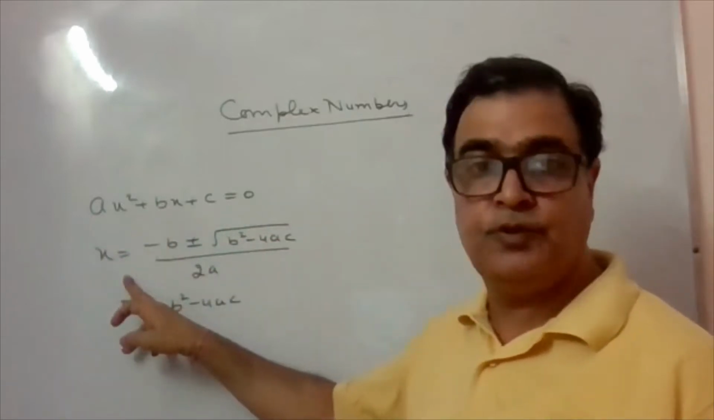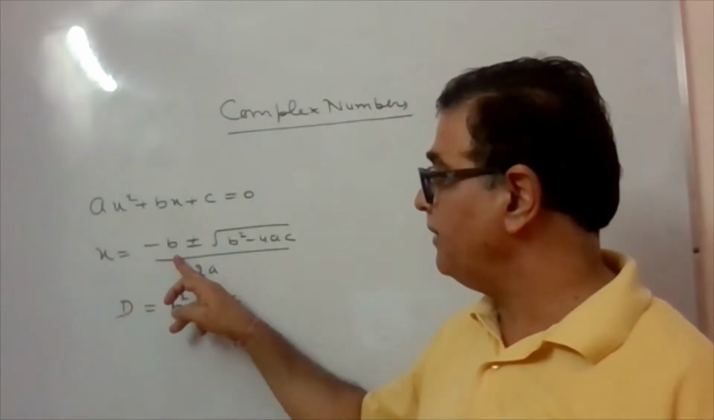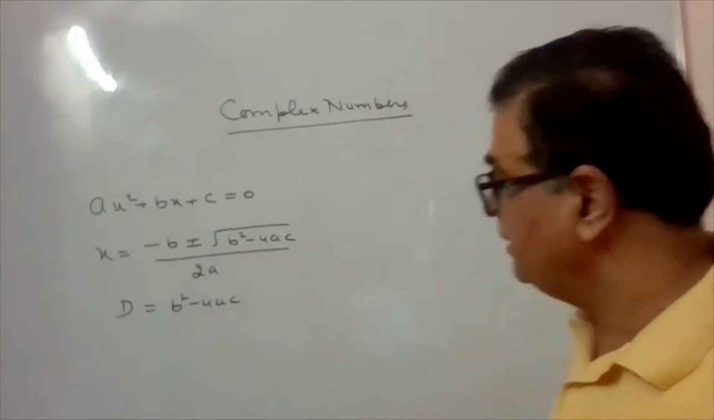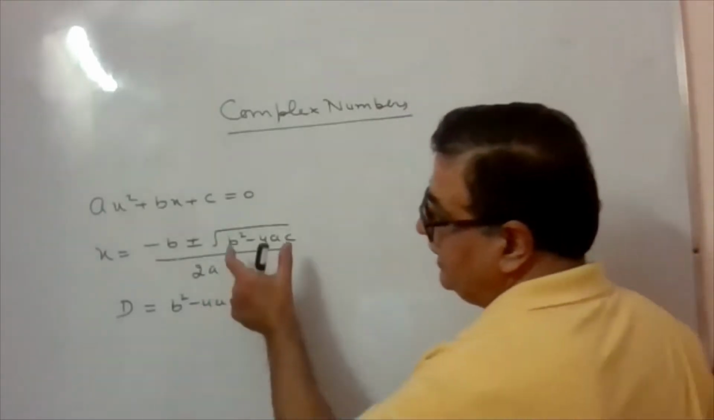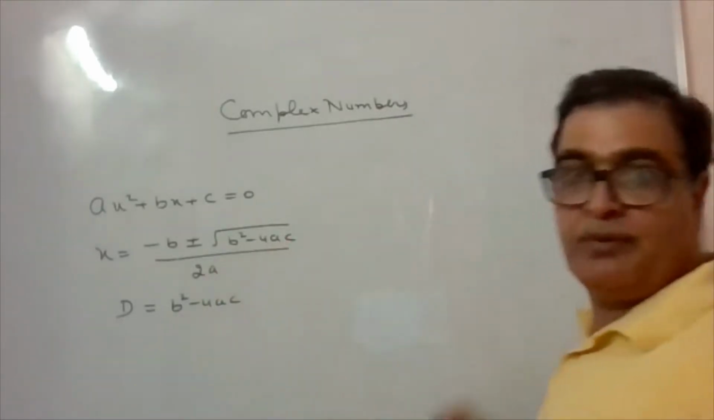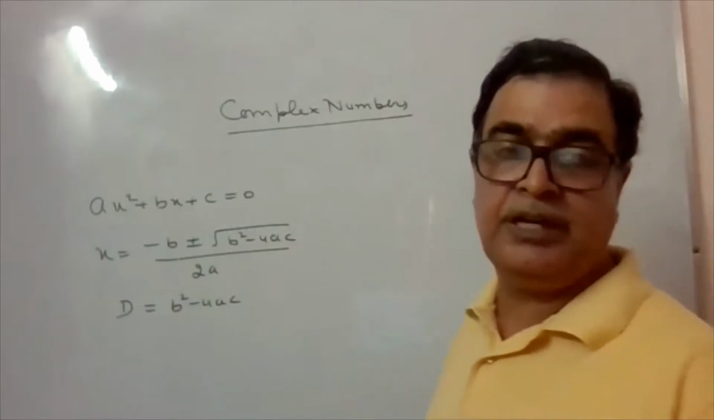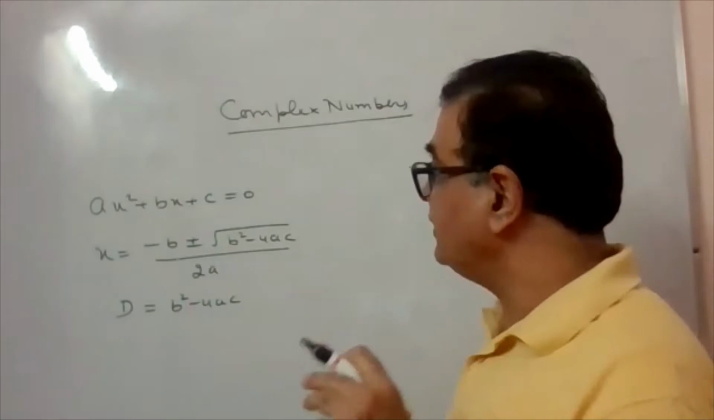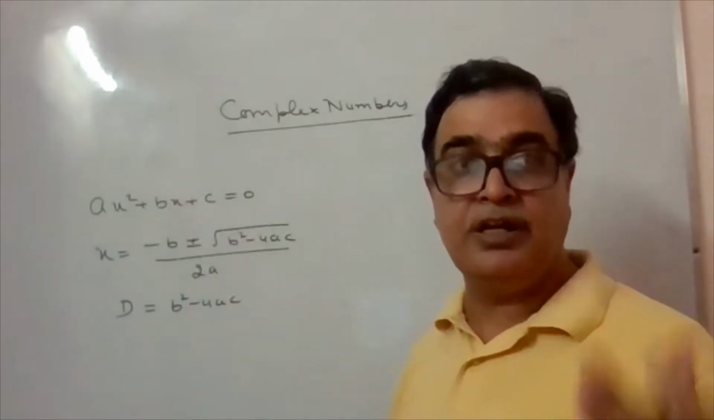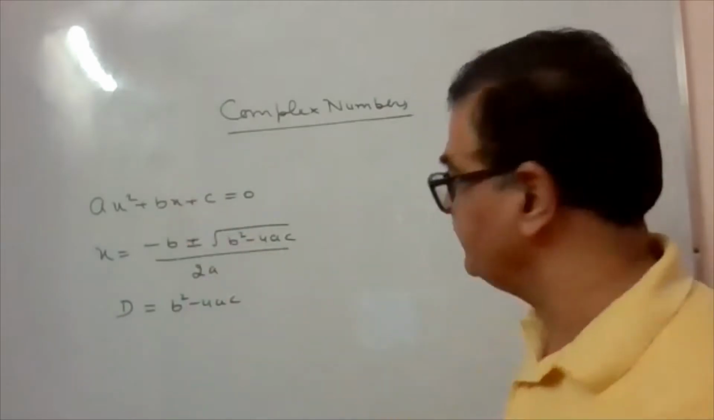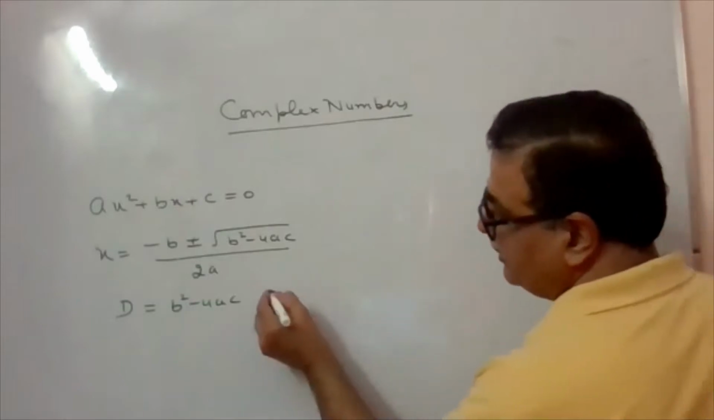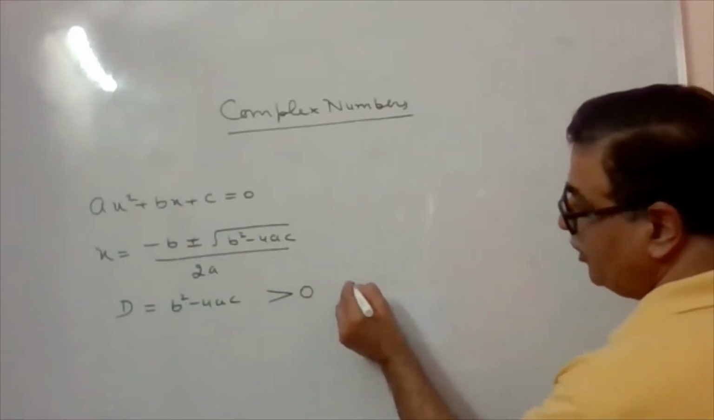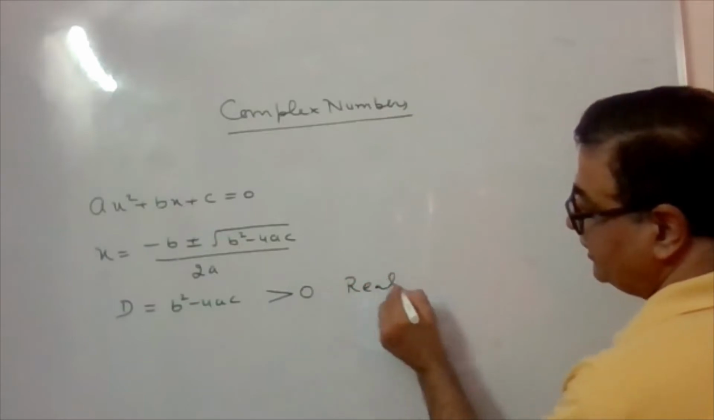In that we calculated the roots by minus b plus minus under root b square minus 4ac by 2a. Then I told you the discriminant is b square minus 4ac. This is the discriminant, and it decides whether the quadratic equation has real roots, imaginary roots, or whatever it is. So that condition we already did: if the discriminant was greater than 0, then the roots we got were real and unequal.